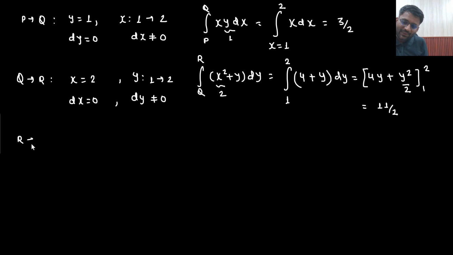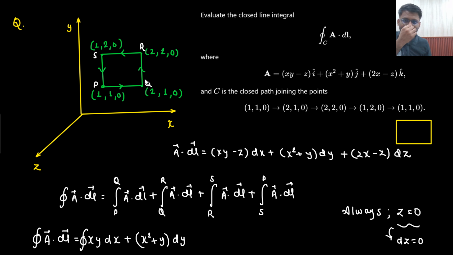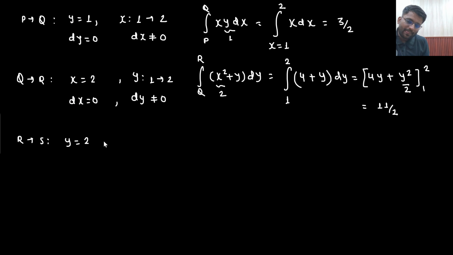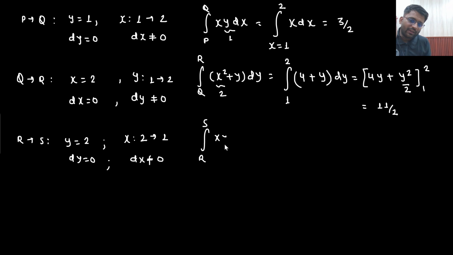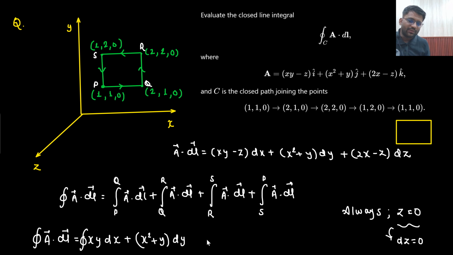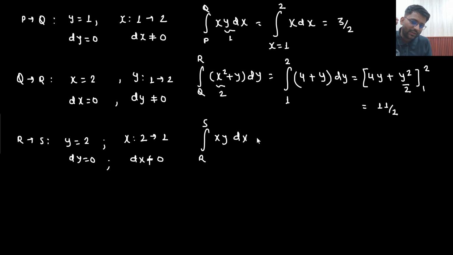Q to R, R to S. So here what do you think, what is fixed? X is changing, y is fixed at 2. But x is changing from 2 to 1. That means dy is 0, but dx is non-zero. So how will the integral look from R to S? x y dx only it will look like, no? Because this is non-zero and this is 0. So x y dx from R to S, where I need to put the limit of x, y is 2. So 2x dx.